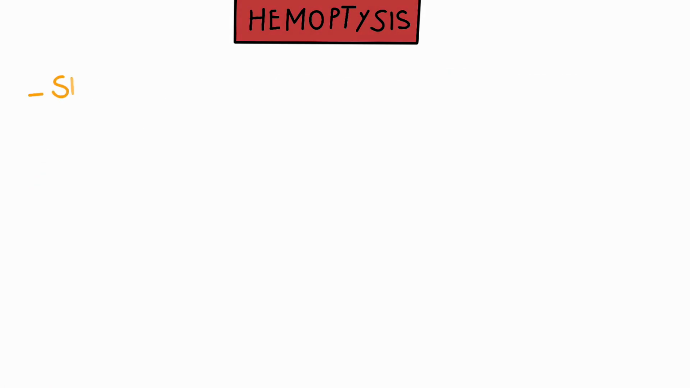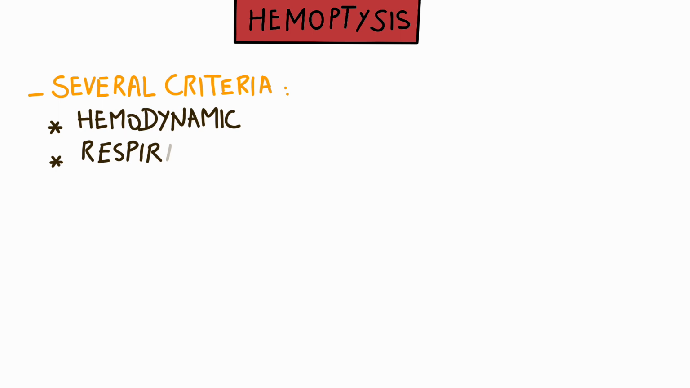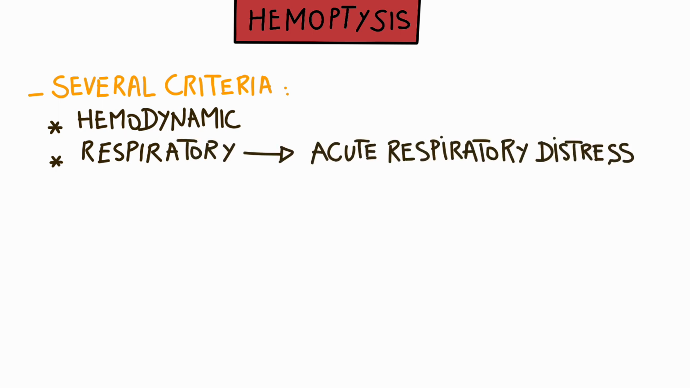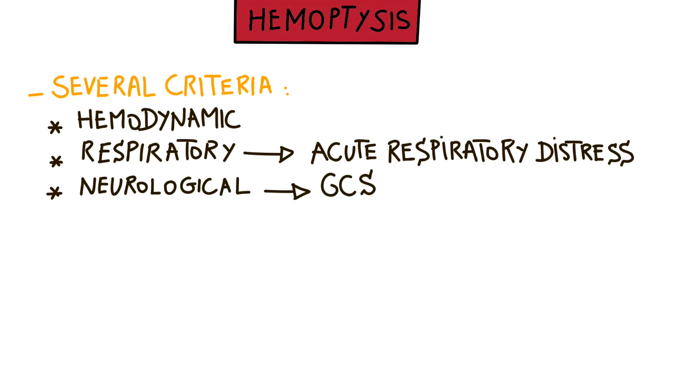Several criteria must be evaluated while examining a patient with hemoptysis, including the hemodynamic condition, respiratory status, searching for acute respiratory distress, and neurological state based on the Glasgow Coma Scale score. After the patient has been stabilized, an etiological examination should be performed.